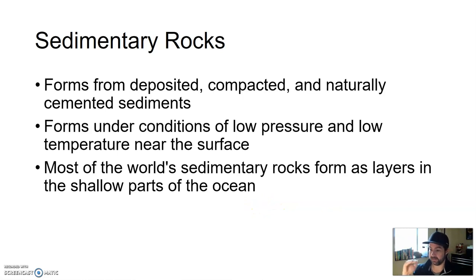Therefore, as the different layers of the Grand Canyon were being deposited and turned into stone, that tells us that the oceans had to have covered that part of Arizona. That's how those rocks form. So it's all part of the story.